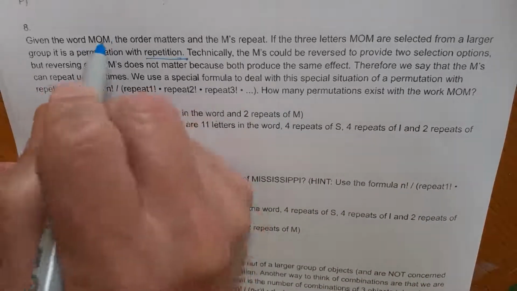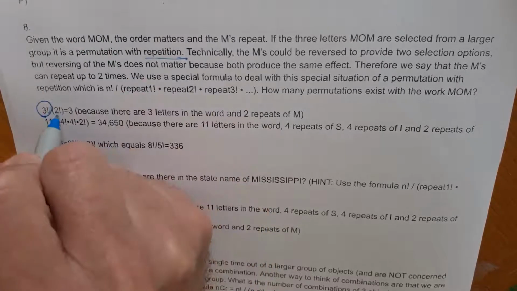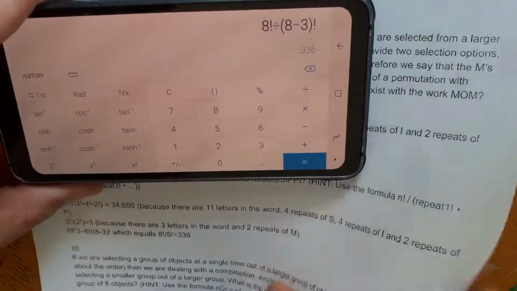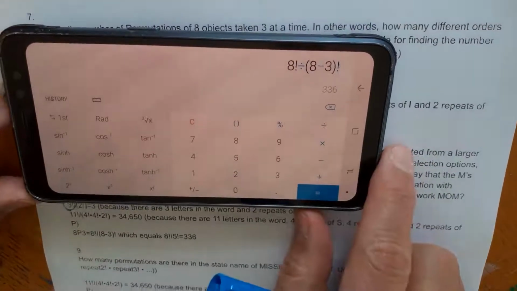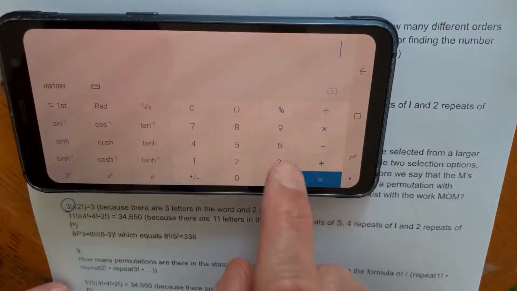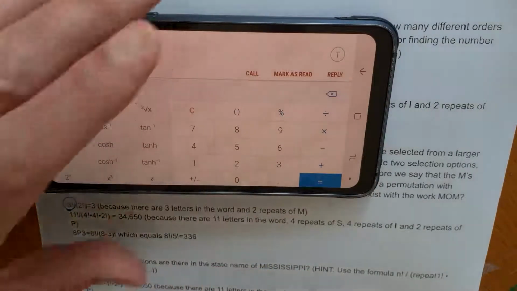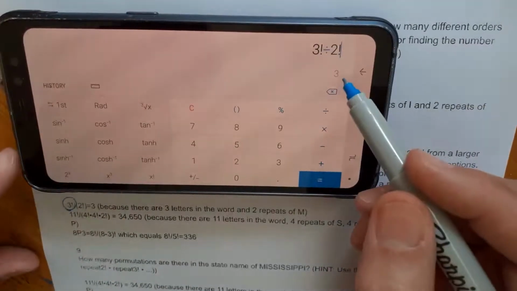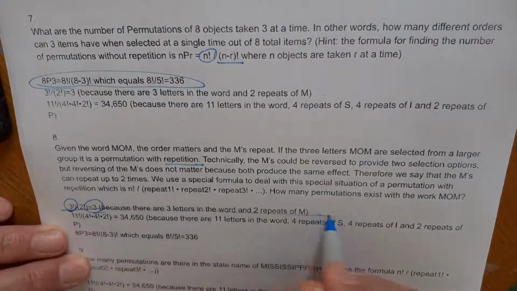So we have 3 letters, therefore we have a 3 up top. And then we have the M's, which can repeat twice, so 2 factorial on the bottom. So we're going to simply put into our calculator 3 factorial divided by 2 factorial. And we get a 3 right here. And that's what we got right here, 3. So this one is this answer here.